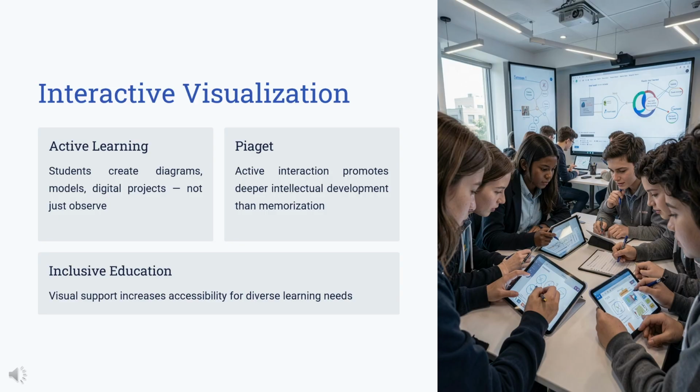The lecture then advances from traditional visuality to interactive visualization. The central idea here is that students should not remain passive observers. Instead, they may create diagrams, models, or digital projects themselves. This transforms visual learning into active educational work. The references to Piaget and inclusive education reinforce this point. Active interaction with visual material promotes deeper intellectual development than mere memorization, while visual support also increases accessibility for learners with diverse needs. Accordingly, interactive visualization combines cognitive activation with pedagogical inclusion.